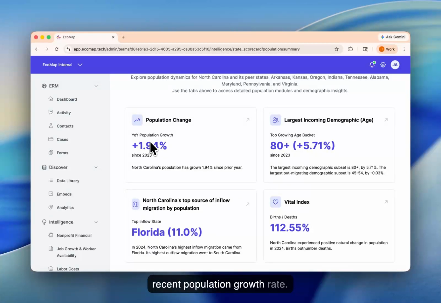So we pulled out some quick data insights here, right? Recent population growth rate, the largest in-migration demographic subset. Looks like we're getting a lot of retirees here, which is kind of interesting. Our top source of inflow migration, so which state are people migrating to North Carolina coming from? In this case, a lot of folks from Florida, looks like.